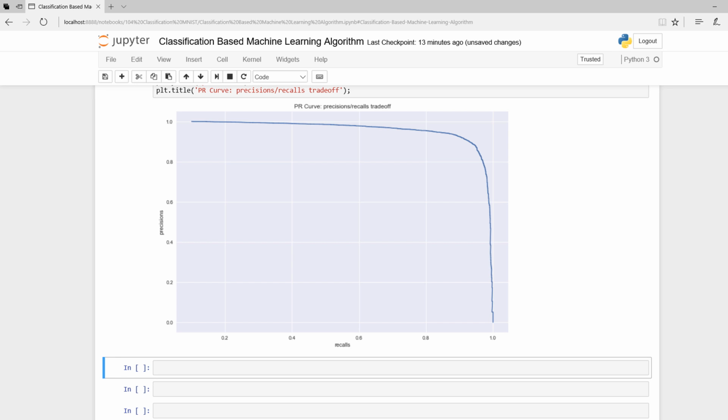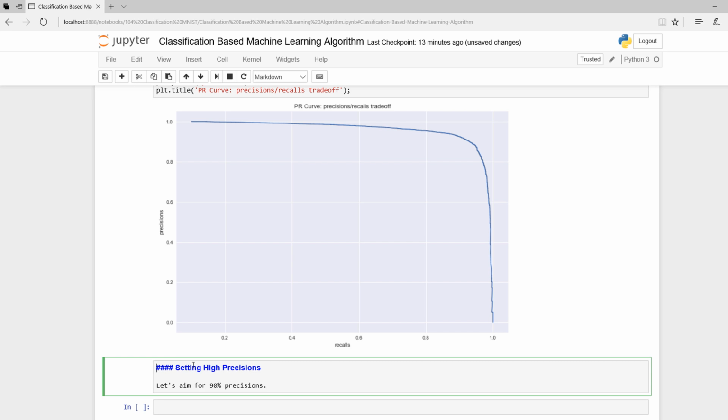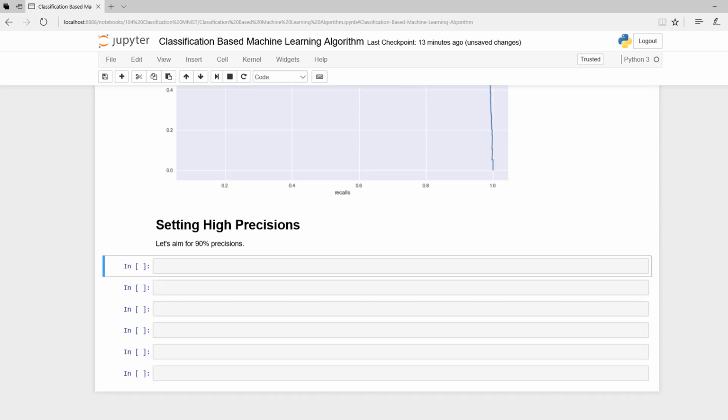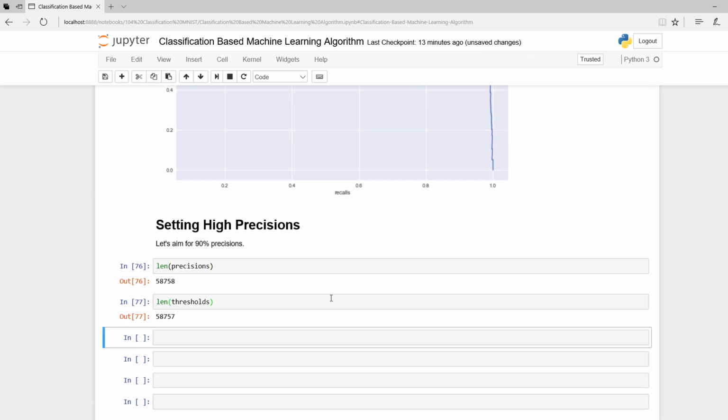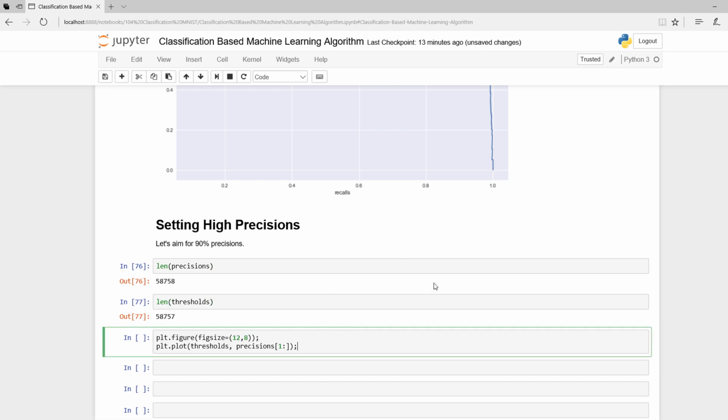So let's just say if we want to set a high precision. If we're aiming for 90% precision, how do we do that? Let's look at the number of observations that we have. We have that many observations. Let's have a look at how many thresholds we have, a slightly different figure. Let's just plot it out and have a look.